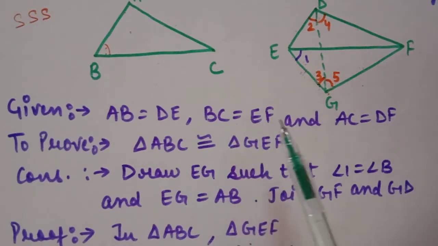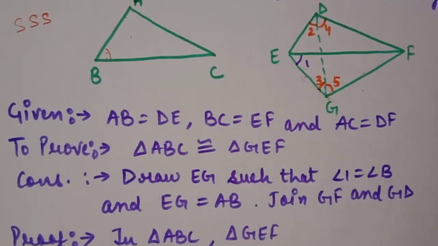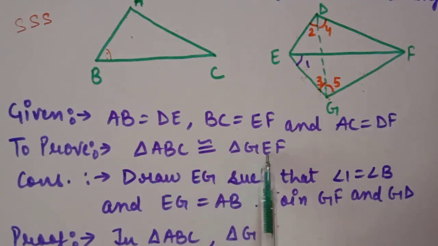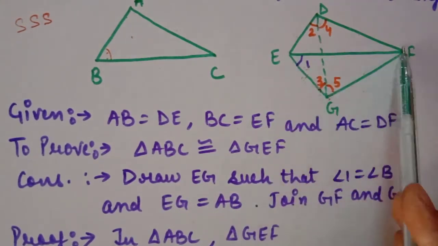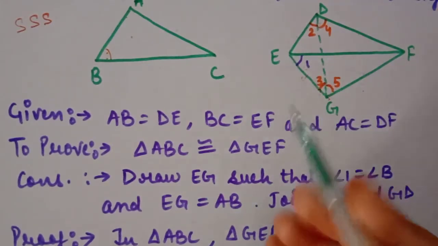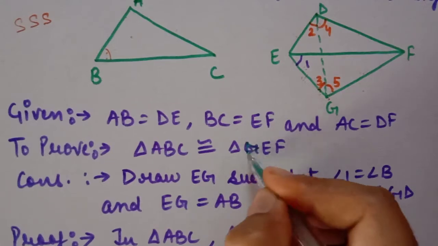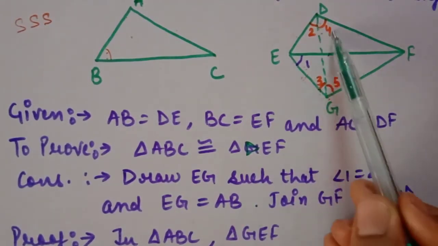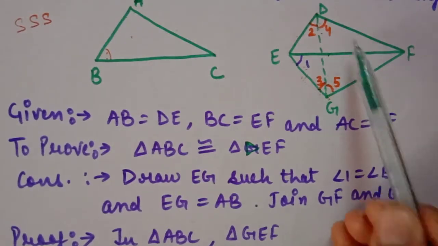For the one element we have to do something. So we have to prove triangle ABC is congruent to triangle GEF. First of all, if GEF is congruent, then we can say that we have to prove that DEF also, because DEF and GEF are congruent to each other by construction.